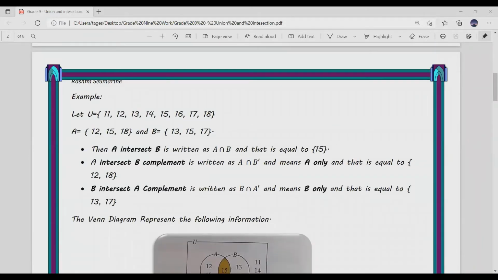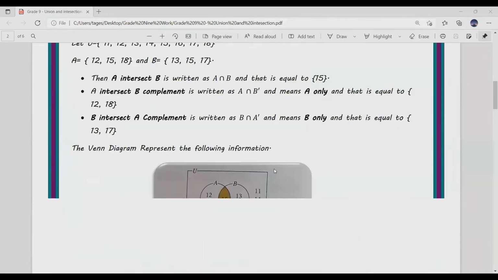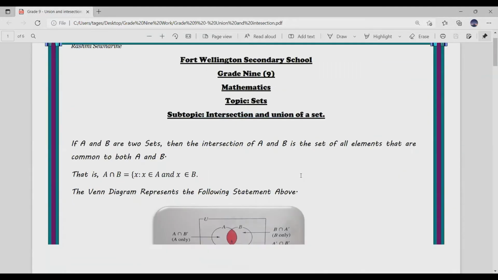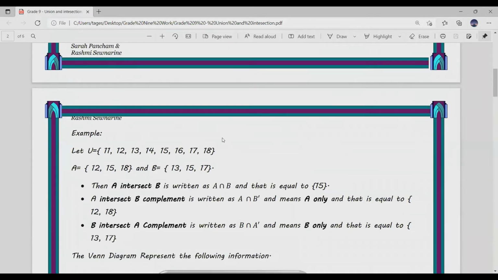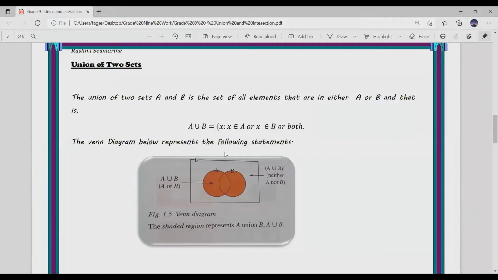Well, this here covers everything about intersection. Now, if you look at here, we're looking at intersection and union of a set. So what we did here, we did the intersection of sets. Now we're moving on to union of the set.